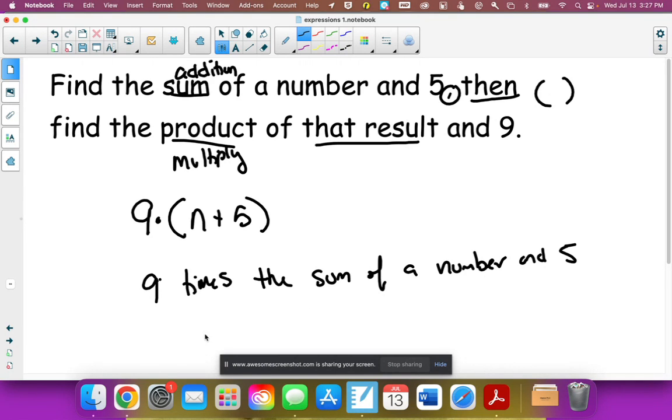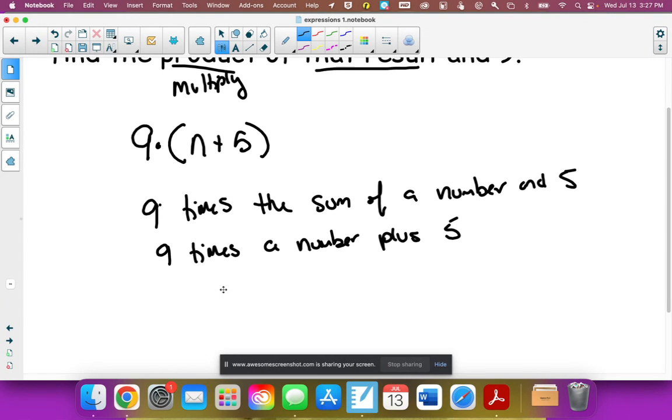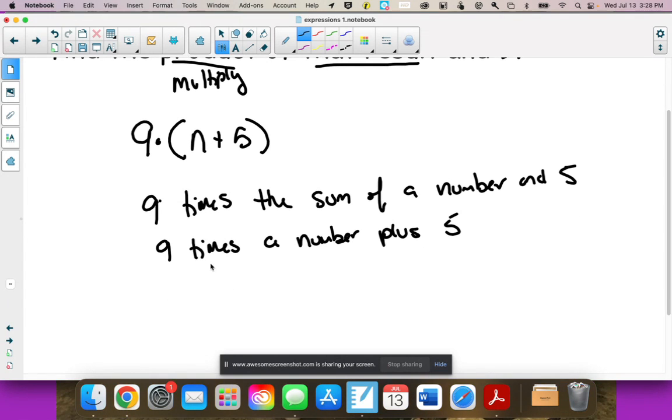Okay, so you need to understand this: 9 times the sum of a number and 5 is way different than 9 times a number plus 5. There's no parentheses, there's no pause, there's no anything in there. So if you see the statement 9 times a number plus 5, that's 9n plus 5, which is way different than 9 times the whole sum of something, because that's like a distributive property, right? So you need to be very, very careful on how you're writing it.